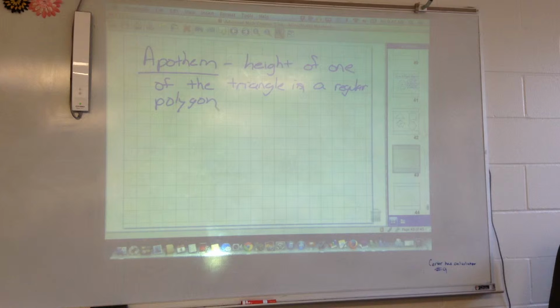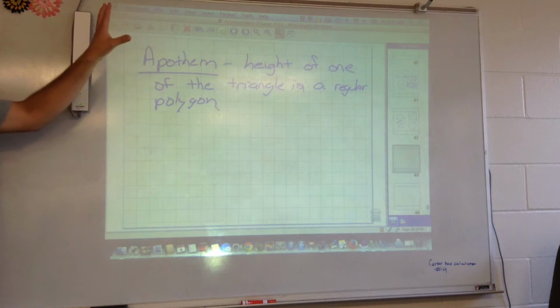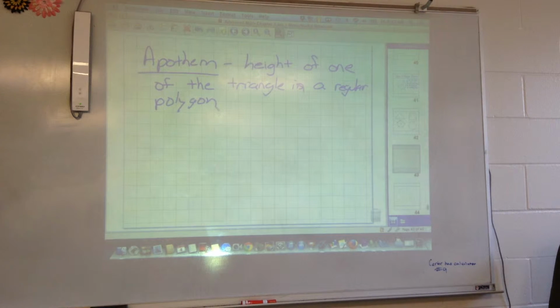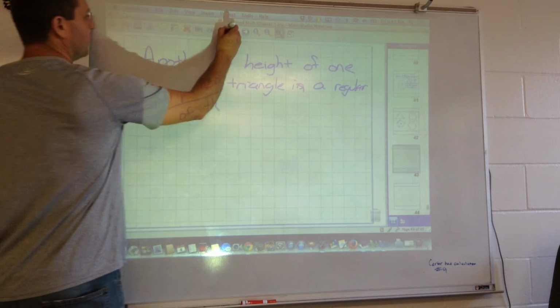Because if we're going to find the area of one of the triangles, how do you find the area of a triangle? Base times height. You got to have the height, right? So that's what this is helping you with. But I just never called it that. I just called it the height of a triangle. So anyway, when you see that, that's what it's referring to. Got that? Okay.